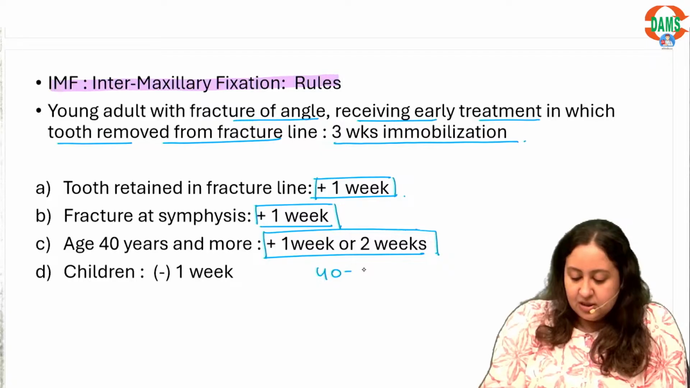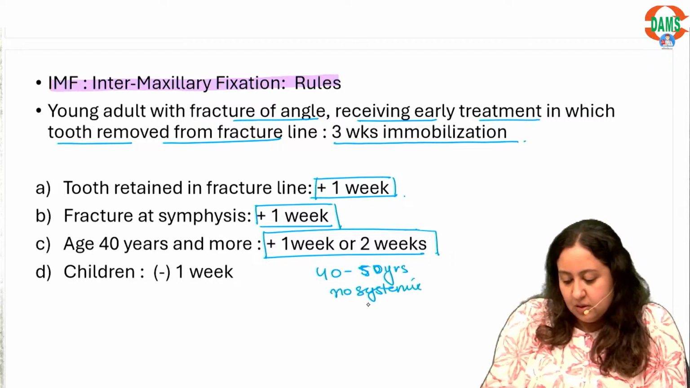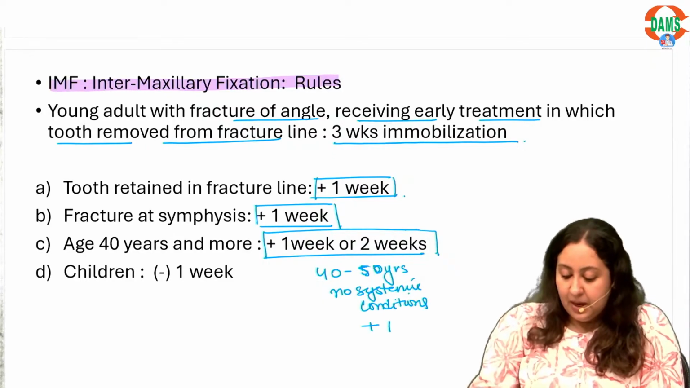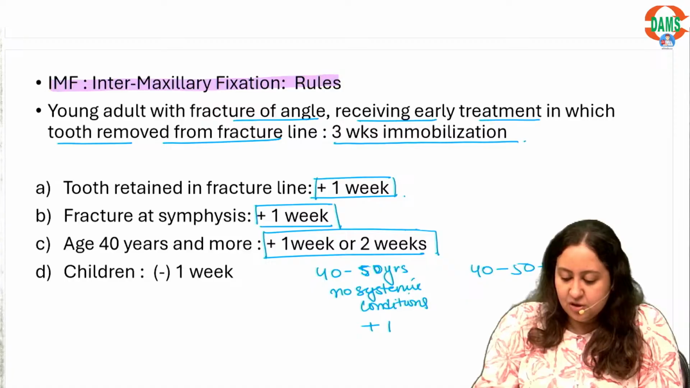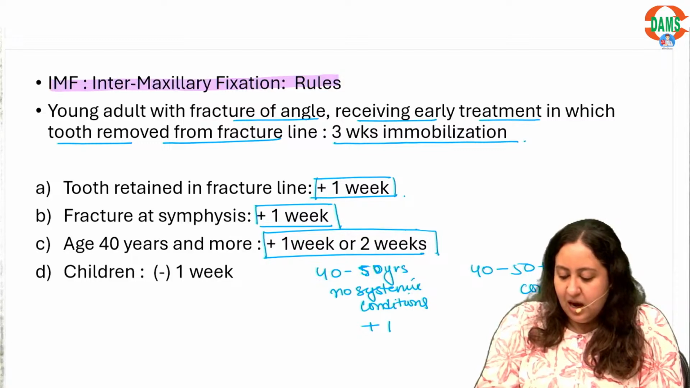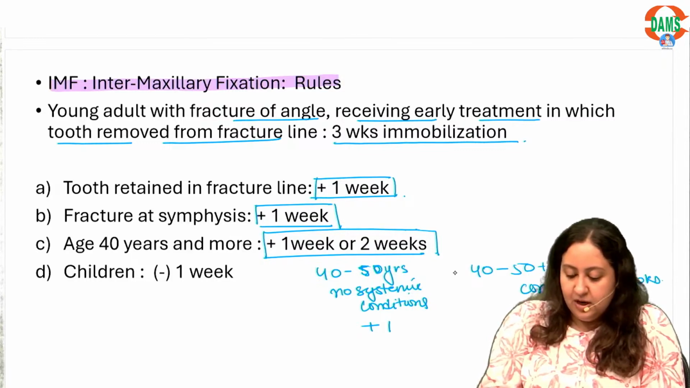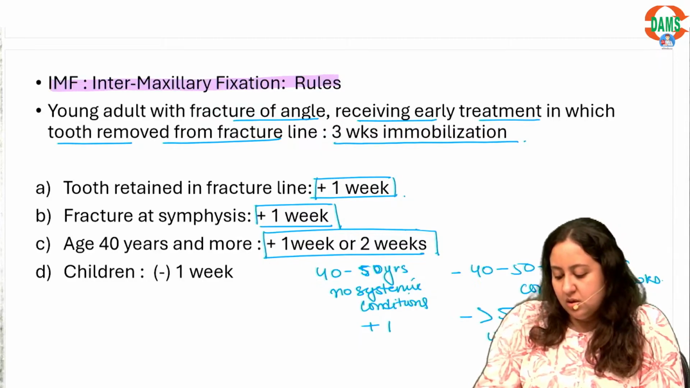So if the patient is between 40 to 50 years of age and there are no systemic conditions, you can add 1 week. But if the patient is between 40 to 50 years with systemic conditions, you will add 2 weeks. Or if the patient is above the age of 50 with or without systemic conditions, you will add 2 weeks.